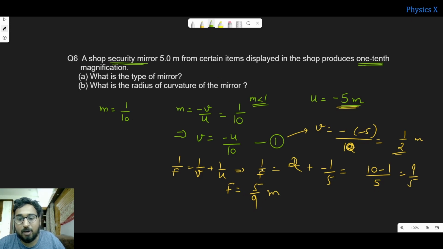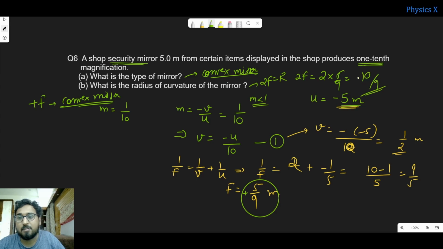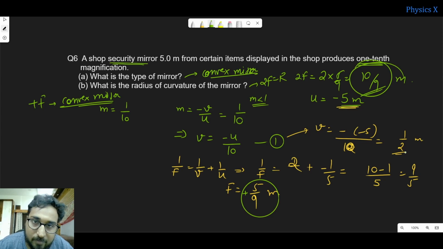Observe that the sign is what? Positive. It is positive, and positive f means a convex mirror. So this type of mirror is what? Convex mirror. And what is the radius of curvature? We know that 2f is equal to r. So 2f is 2 into 5 by 9. This is 10 by 9 meter. This is your answer. Right? This is how you solve.